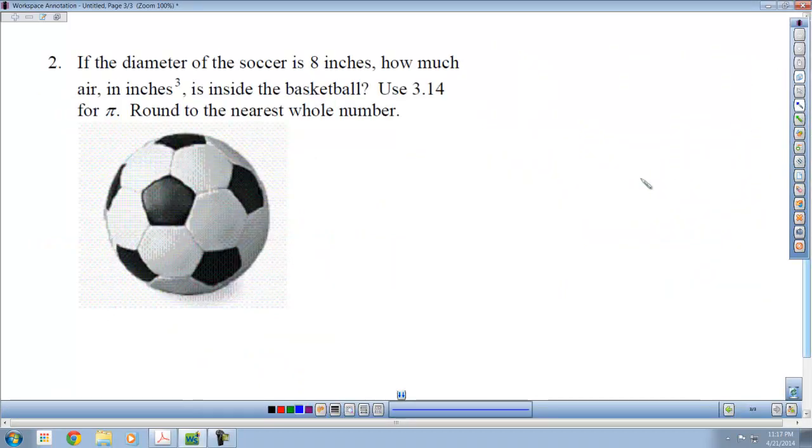Problem number 2 says if the diameter of a soccer ball, and maybe that's an important word right there, the diameter all the way across the ball, is 8 inches. So what would it be if we are only going for the radius? After all, we can definitely see the soccer ball is a sphere, and the volume formula for a sphere is equal to what? 4 times pi times the radius cubed all over 3.